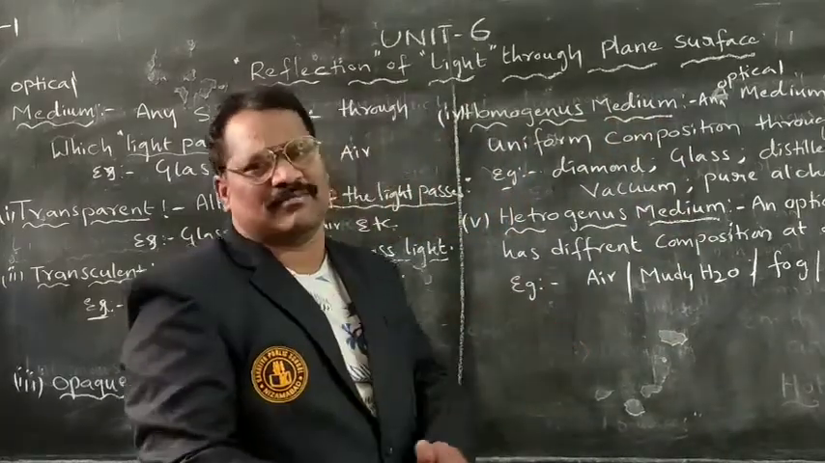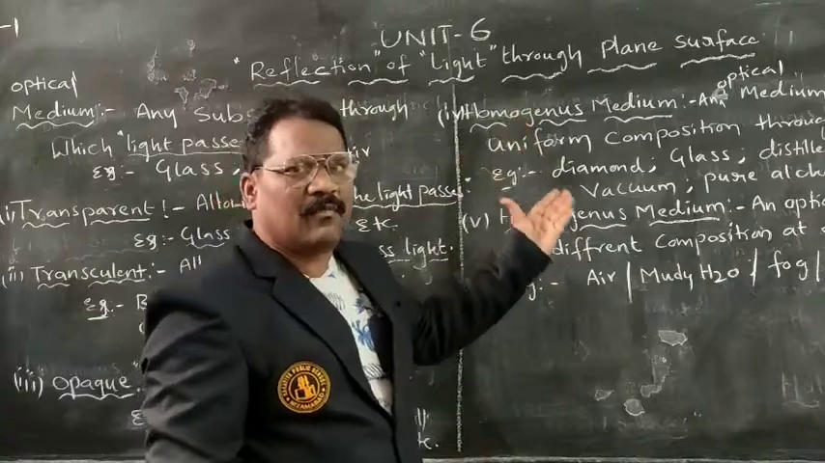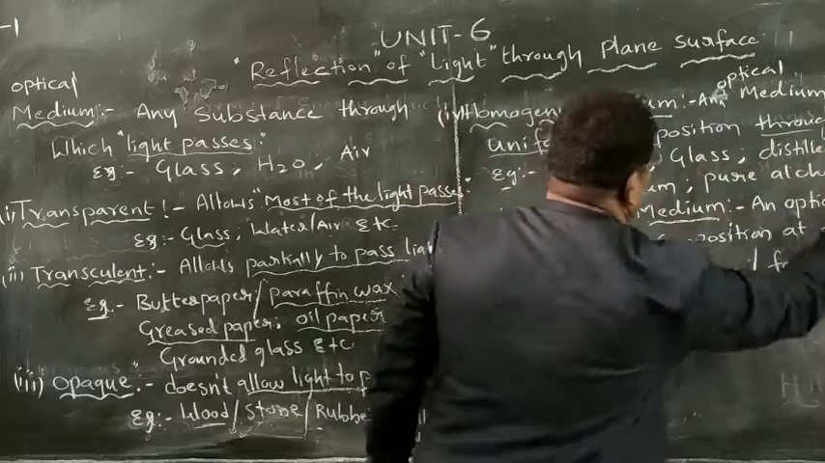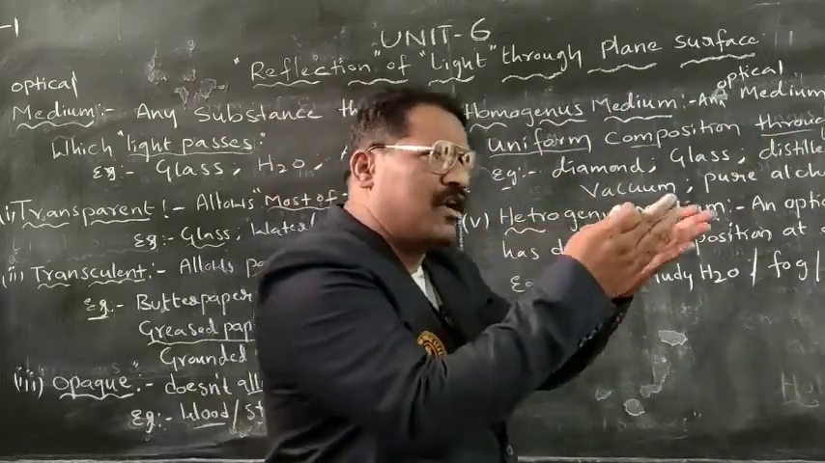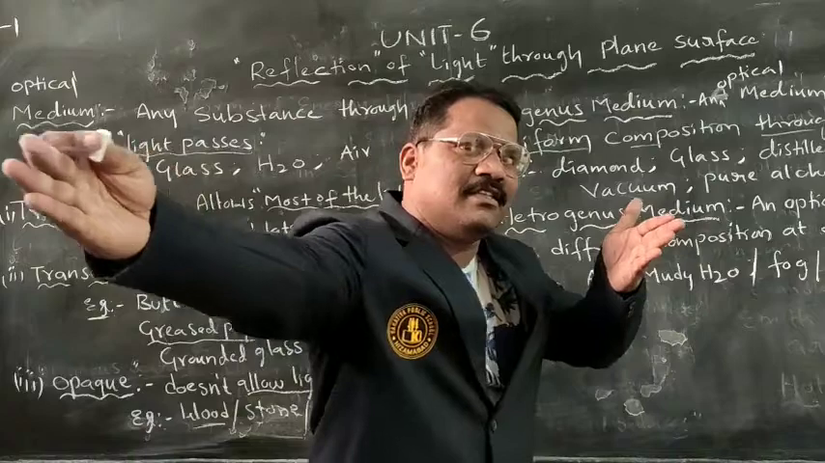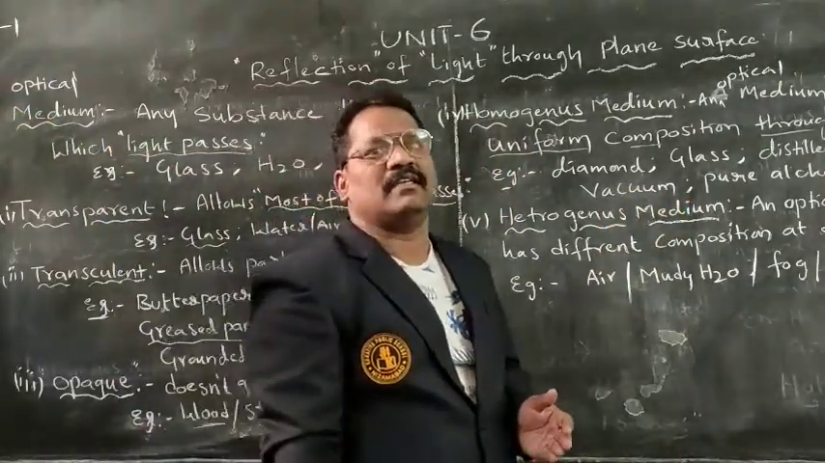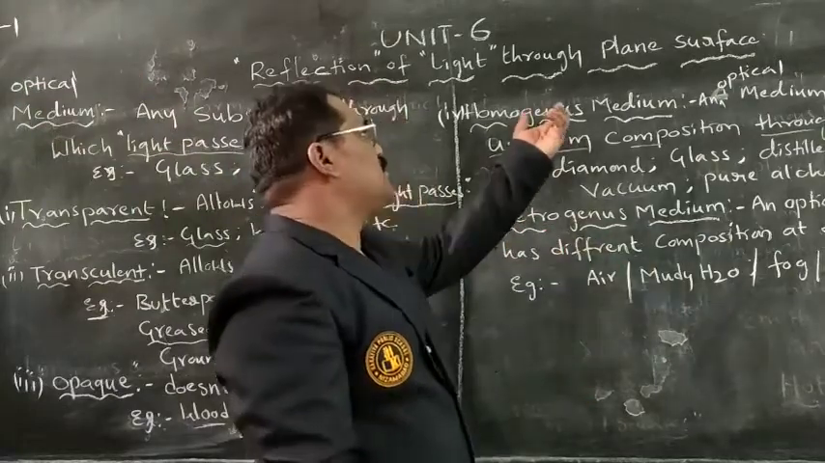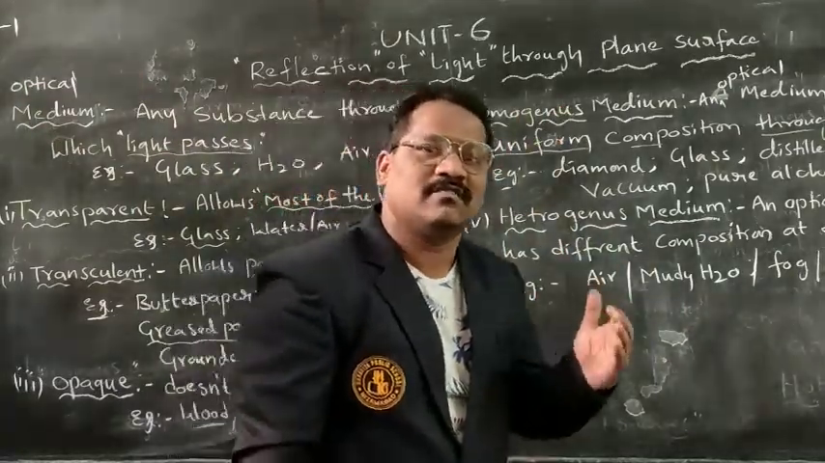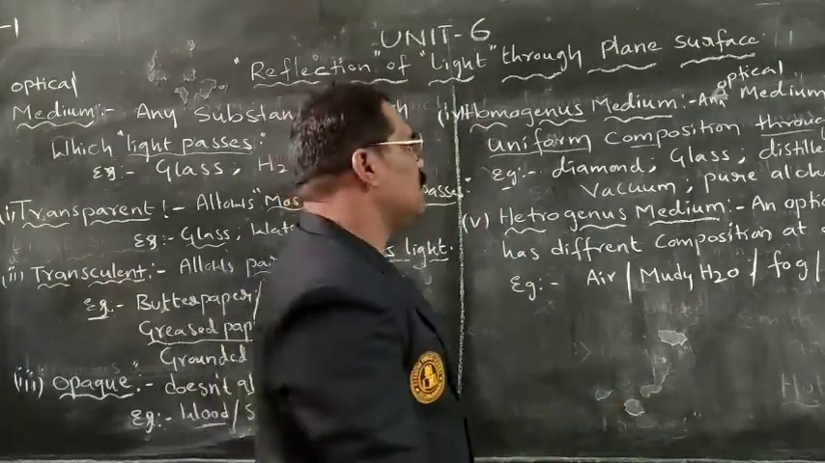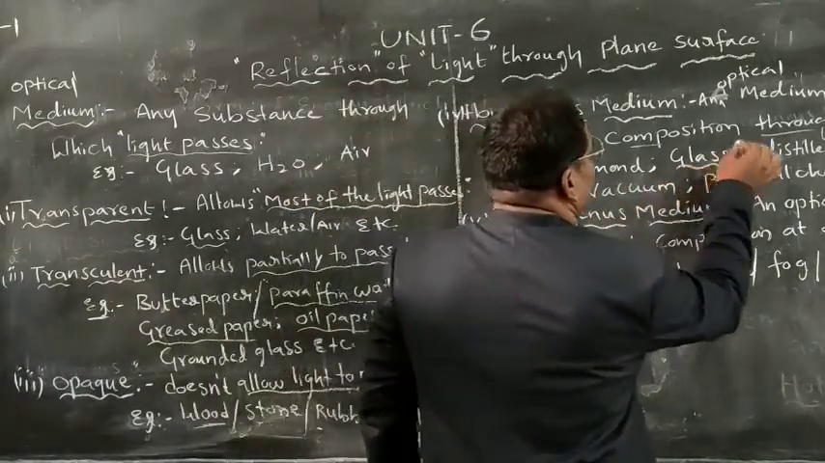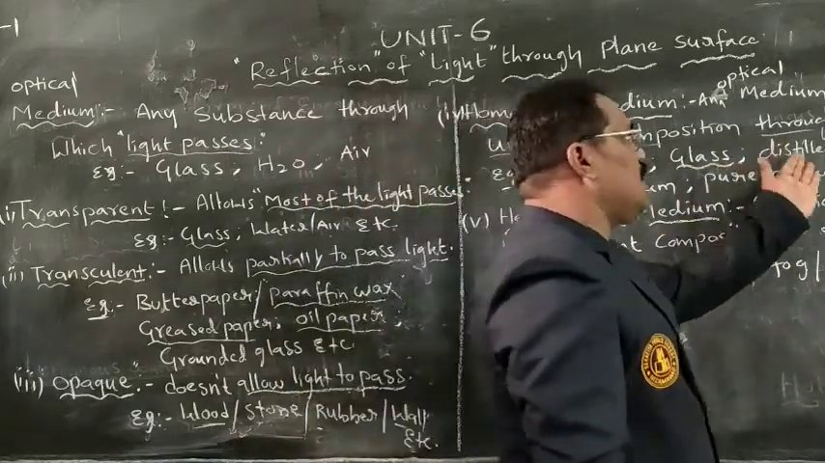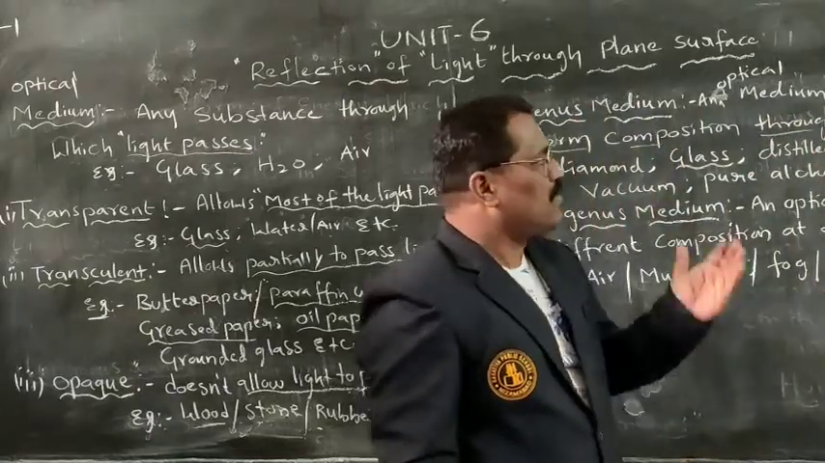Coming to one more type of medium, that is the homogeneous medium. What is meant by homogeneous medium? An optical medium which has uniform composition throughout it, where the composition of the matter exists uniformly without variation. That material is called a homogeneous medium. Best examples are glass, diamond, and distilled water.